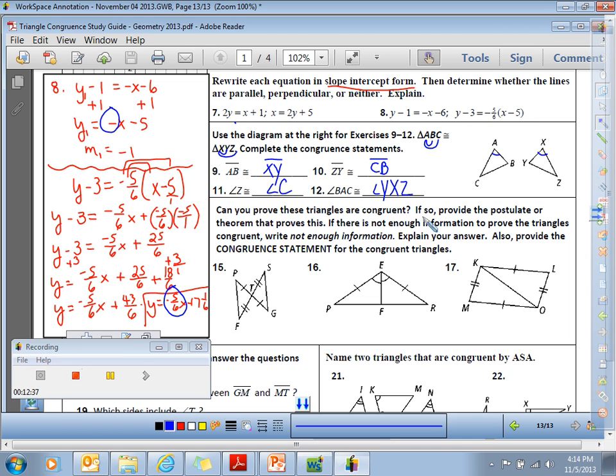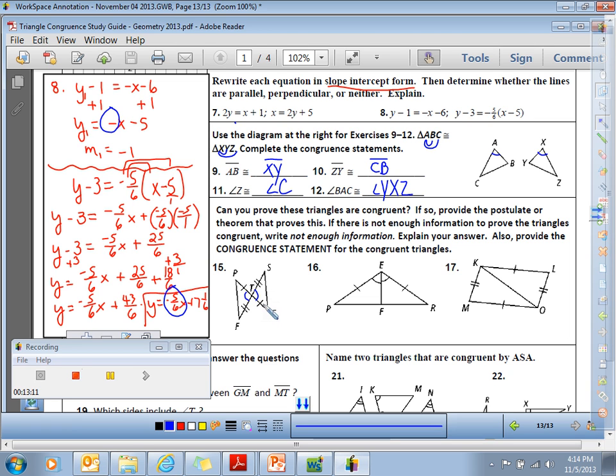15 through 17. Can you prove these triangles are congruent? If so, provide the postulate or theorem that proves this. If there is not enough information to prove the triangles are congruent, write not enough information. Explain your answer. Also provide the congruent statement for the congruent triangles, which means A, B, C, and X, Y, Z. So 15, we have this side marked congruent to this side, and this side congruent to this side. We also have a pair of vertical angles.